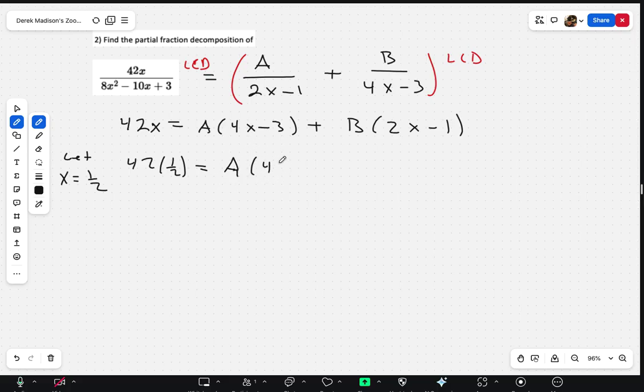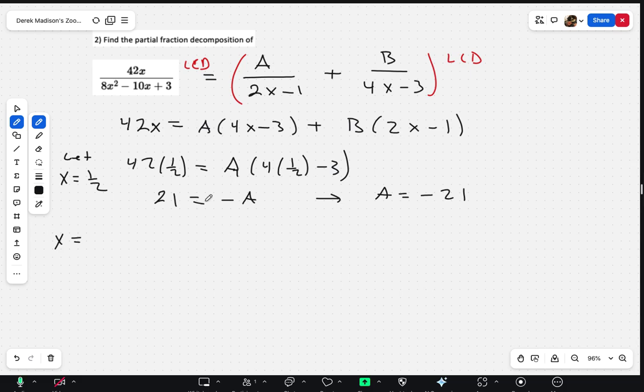So I just have to contend with this piece. So a and then 4 times 1/2 minus 3. So half of 42 would leave 21 over there. Half of 4 would be 2, minus 3 would be -1. So that would just be -a. And then that means a would equal -21.